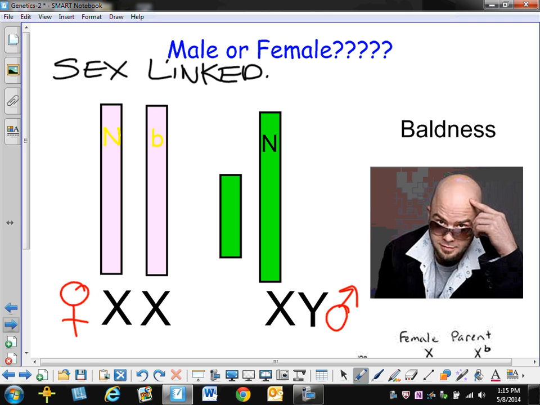Non-baldness is dominant. Okay? So if non-baldness is dominant, is this female bald? No, because this non-baldness dominant gene canceled this baldness out, right? We good? Males have, okay, how many chromosomes do we have?